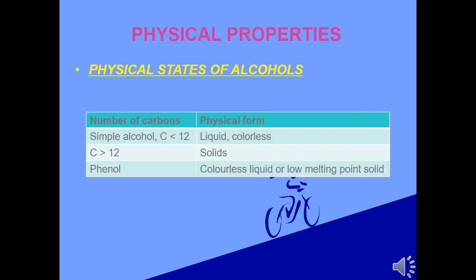Next I can discuss physical properties, which is physical state of alcohol. First is number of carbons. Simple alcohols are those with carbon numbers smaller than 12, and carbon numbers bigger than 12 are for phenol. Physical form is liquid, colorless, solid, and colorless liquid or low melting point solid.